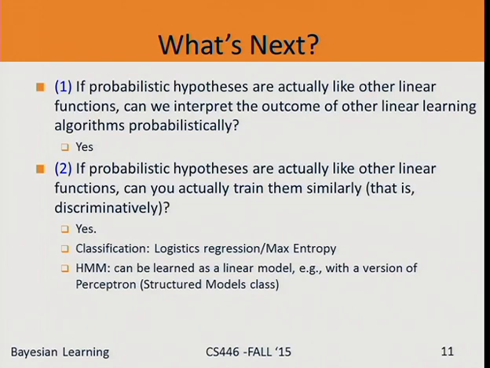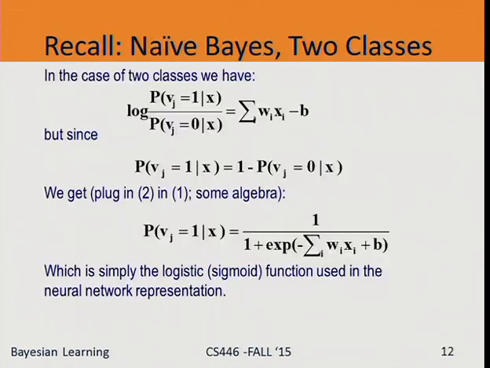And the second is, if probabilistic hypotheses are actually like other linear functions, can we actually train them in a similar way, that is, discriminatively? And again, the answer is going to be yes, and I'm going to summarize what we said toward the end of last time. So the first question, again, goes back to this representation, right?